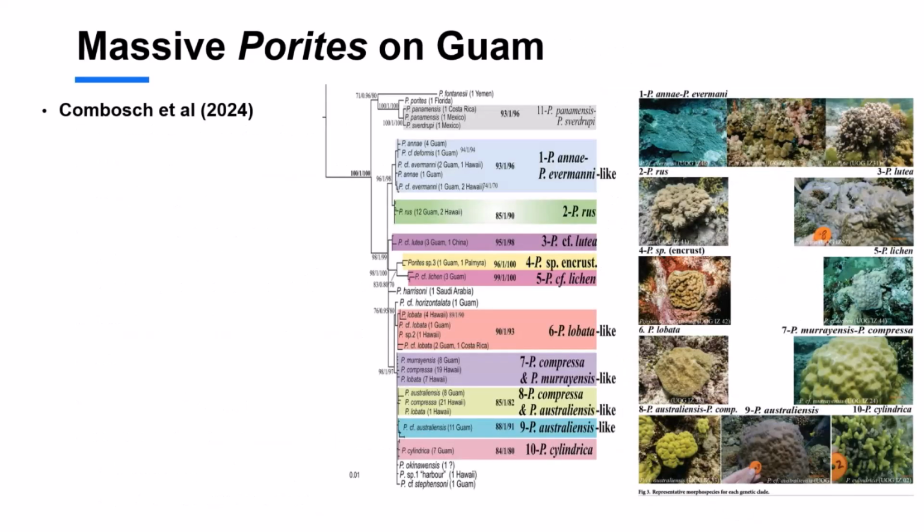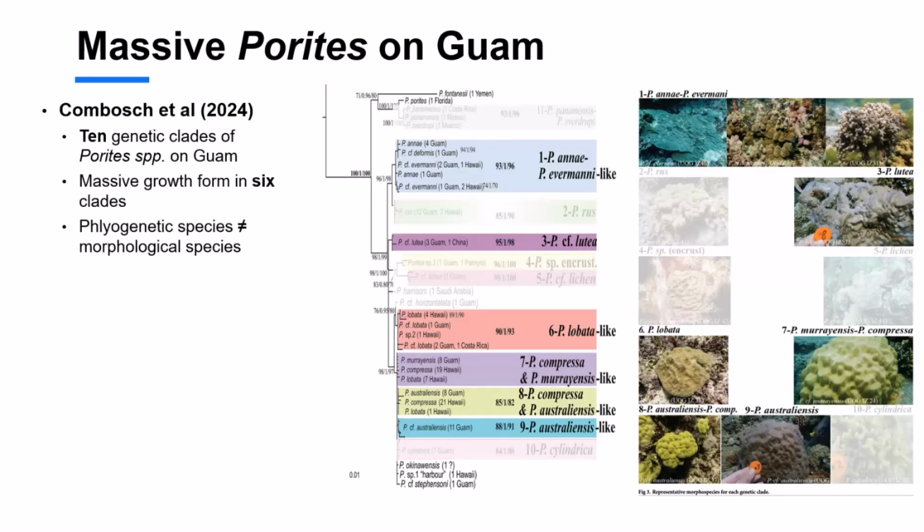Additional work has been done on the massive Porites on Guam. So the first paper I want to highlight is from my academic advisor, Dr. David Kambash, and his work in 2024. Through his phylogenetic understanding of Porites, he found 10 genetic clades of Porites species on Guam. Out of those 10 clades, 6 have, at least in part, a massive growth form. Additionally, phylogenetic species in this region do not conform to morphological species definitions. You can see that through the names of these clades. We have Porites Anae and Evermani-like, and that just reflects that inconsistency between phylogenetic and morphological species.